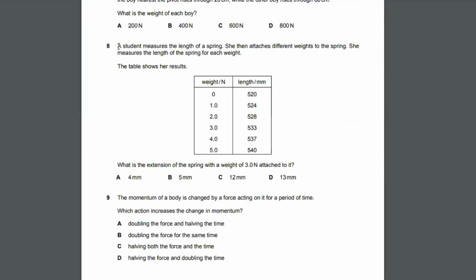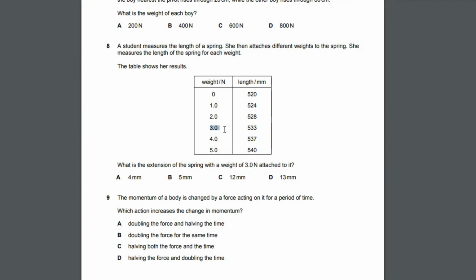Now, next is, a student measures the length of a spring. She then attaches different weights to the spring. She measures the length of the spring for each weight. The table shows her results. So this is the table for weight versus length. So when no weight is added, the length is 520 millimeters. What is the extension of spring with the weight of 3 newtons attached?